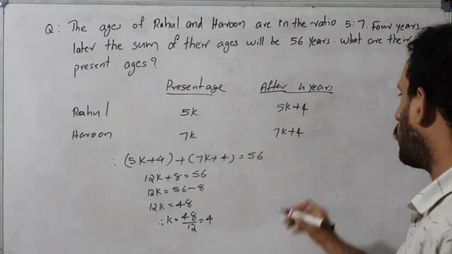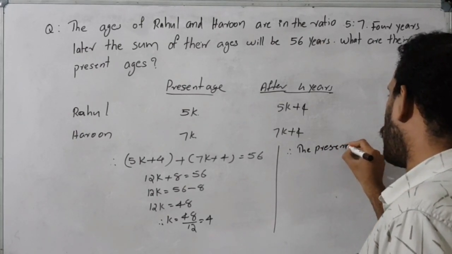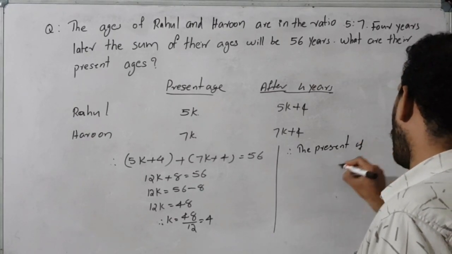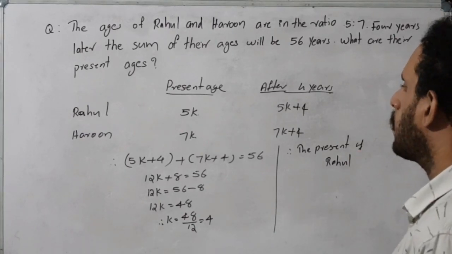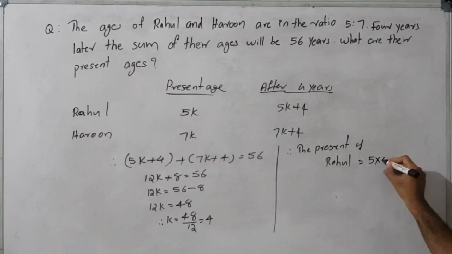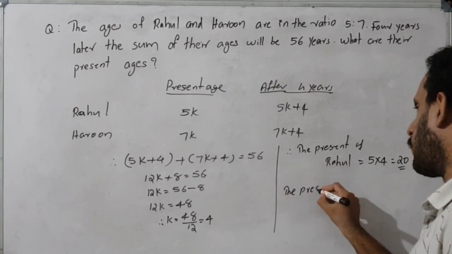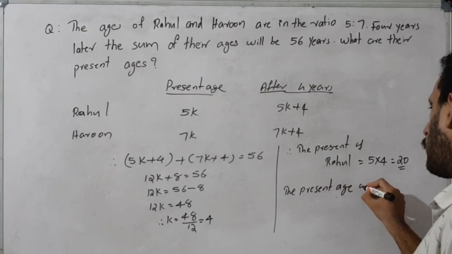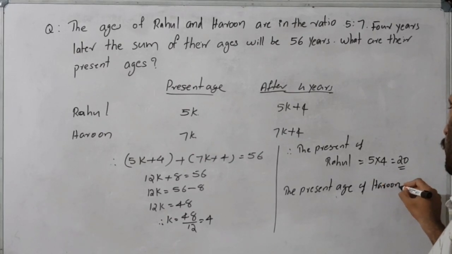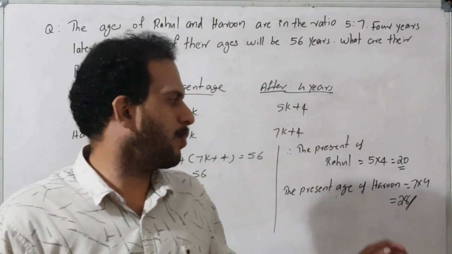Then how to find the ages? Therefore the present age of Rahul is equal to 5k. What is 5k? 5 into 4 is equal to 20. Correct? The present age of Harun is equal to 7k. Correct? 7k means 7 into 4 is equal to 28. So the present age of Rahul is 20 and the present age of Harun is 28.